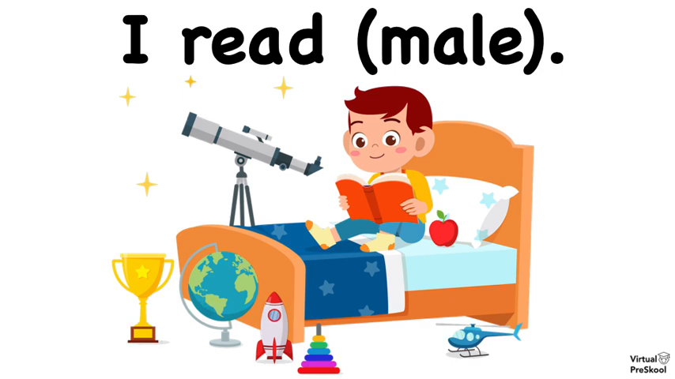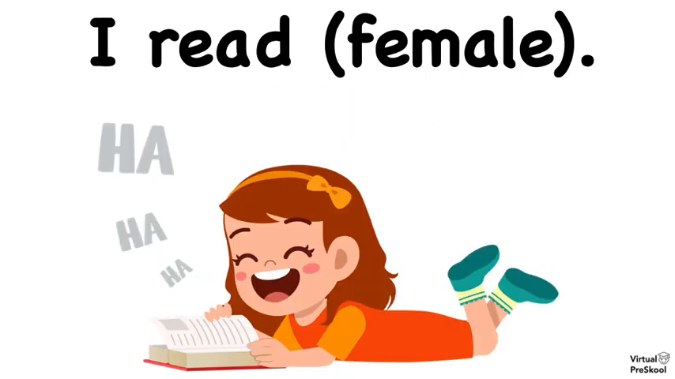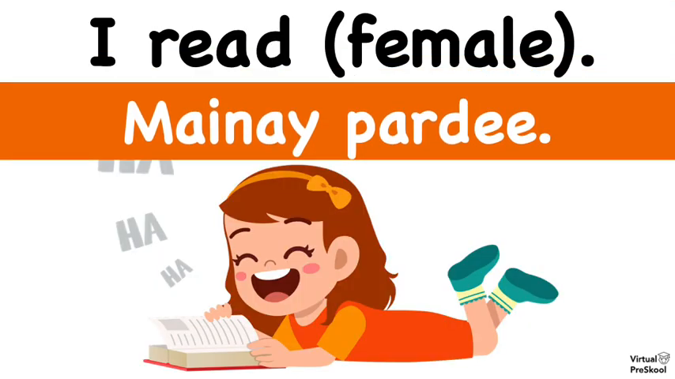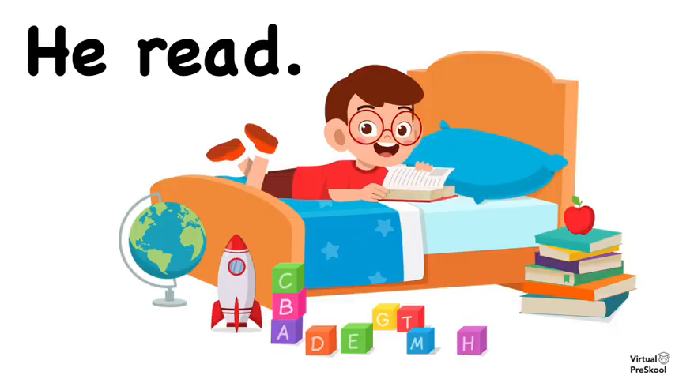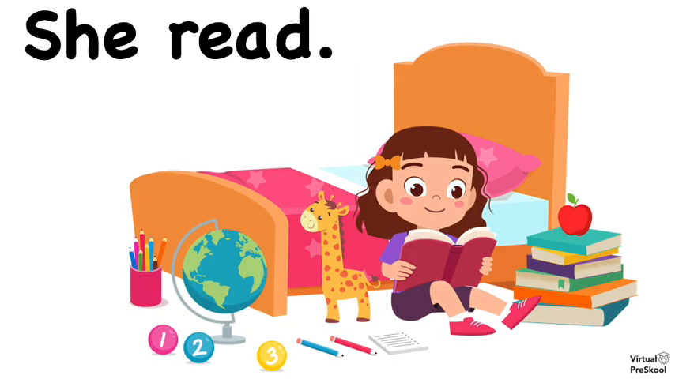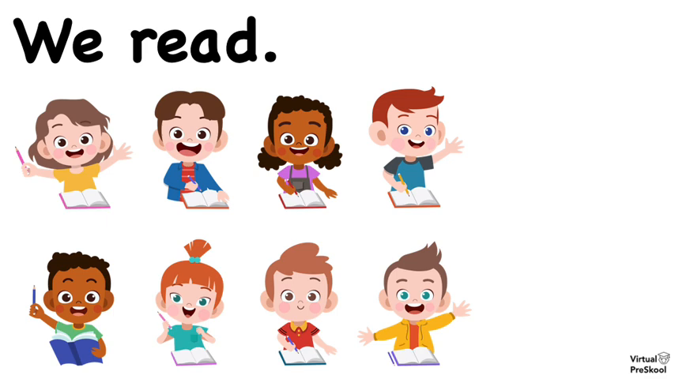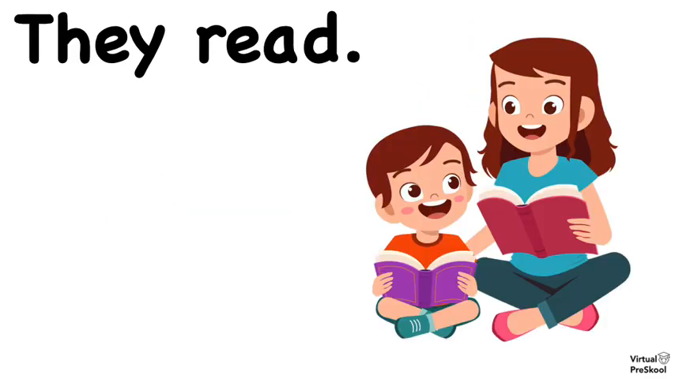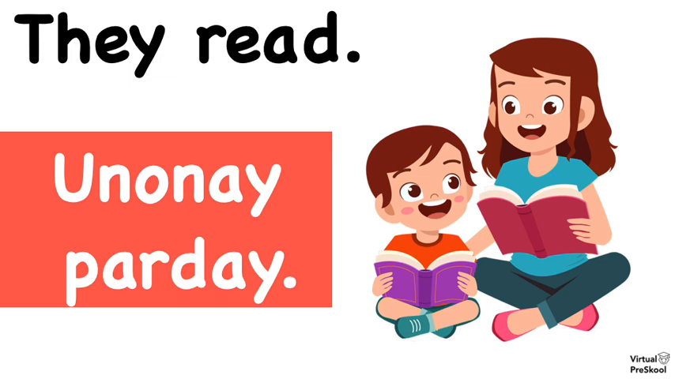So I read is मैंने पढ़ा. मैंने पढ़ा. Same sentence for a female. मैंने पढ़ी. You read. आपने पढ़े. He read. उसने पढ़ा. She read. उसने पढ़ी. We read. हमने पढ़े. They read. उन्होंने पढ़े. And that is a conjugated verb in past tense.